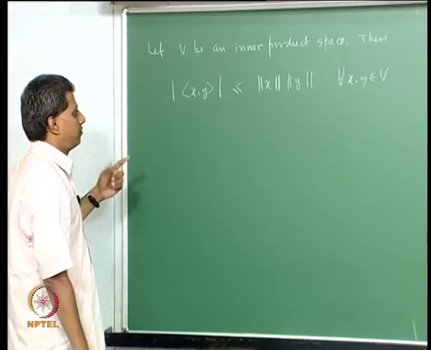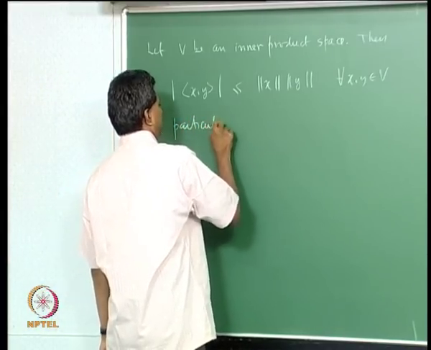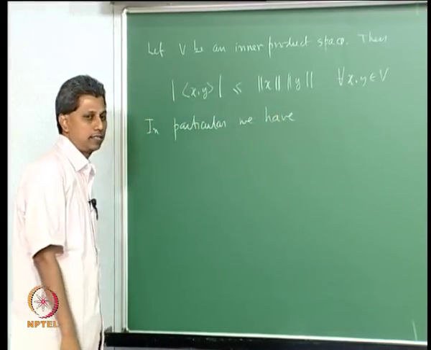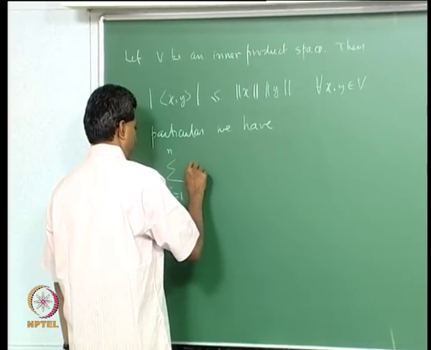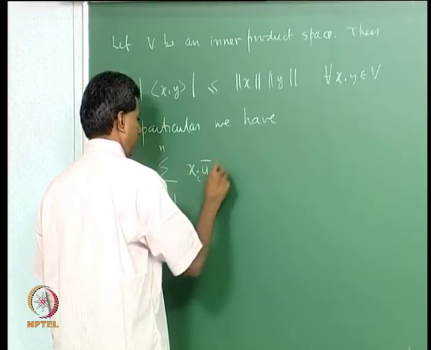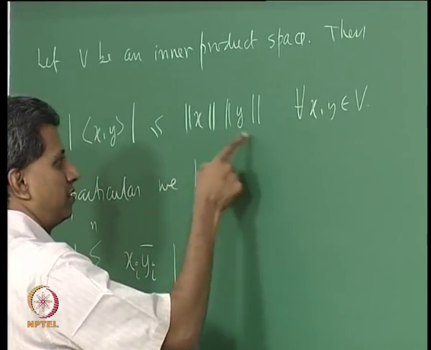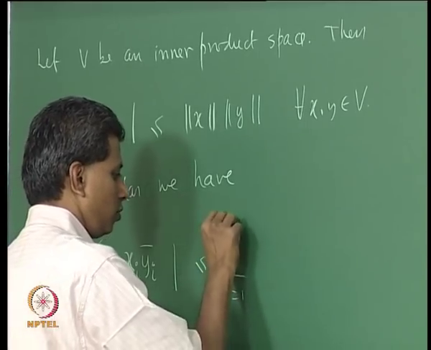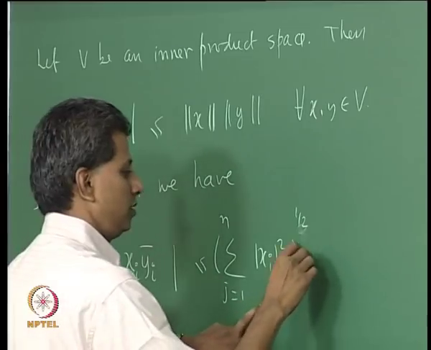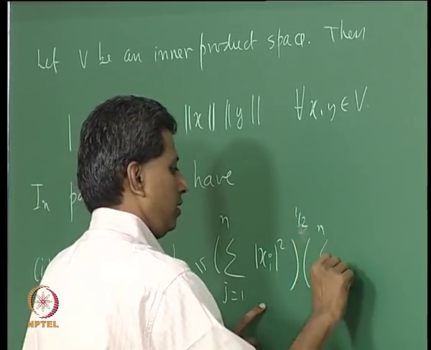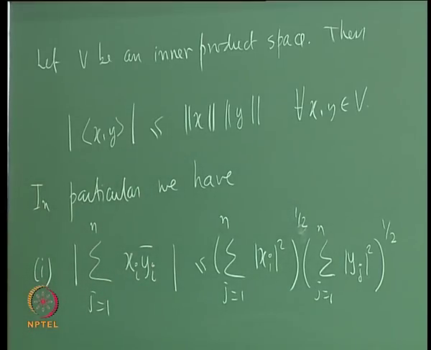What does this inequality say with regard to the three inner product spaces we have seen before? In particular, we have the following. Look at Cn, for instance. Summation j equals 1 to n of xj yj bar, and then I take the modulus. This is the inner product of two vectors in Cn. This does not exceed norm of x into norm of y. Norm of x is summation j equals 1 to n mod xj square, to the 1 by 2, into norm y, a similar expression: summation j equals 1 to n mod yj square, to the 1 by 2. Okay, this is one particular case.